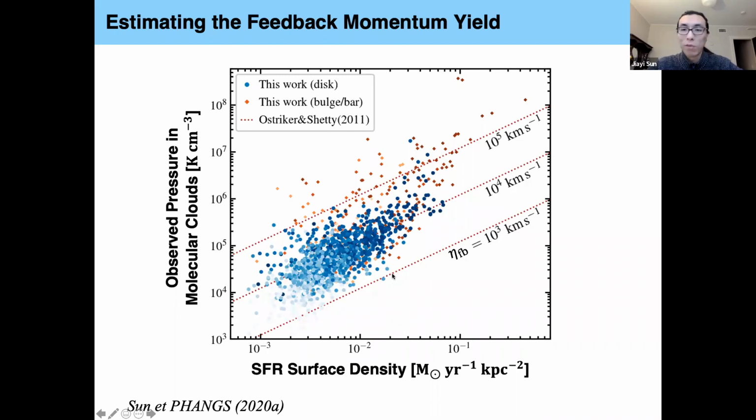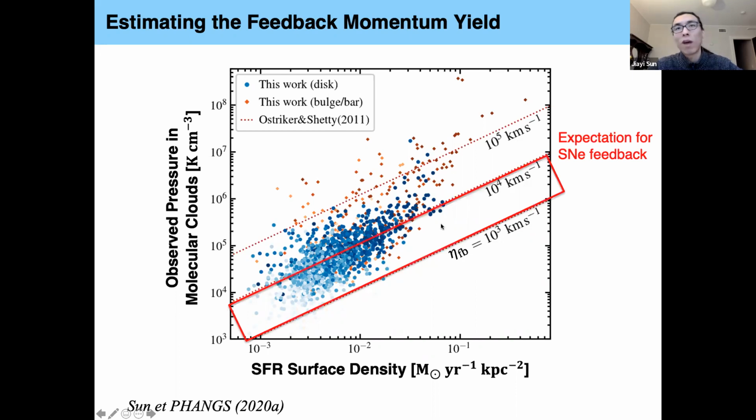And then we have a lot of results from numerical simulations that tell us what this eta FB term should look like, for example, for supernova feedback. And the expected range is somewhere around 3 × 10⁻³ kilometers per second. And it can go up and down by a factor of few, depending on the local gas geometry and also the clustering of supernovae, etc. So if we put this red box here, which gives you the expected range, you can see that a lot of the dots are above this range. In other words, the pressure in the molecular cloud seems to be higher compared to what supernova feedback can provide based on the local star formation rate surface density.